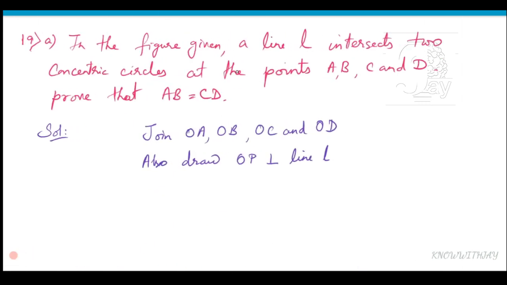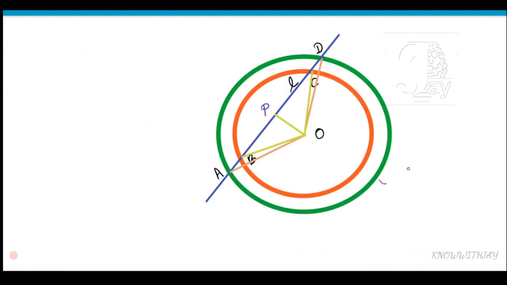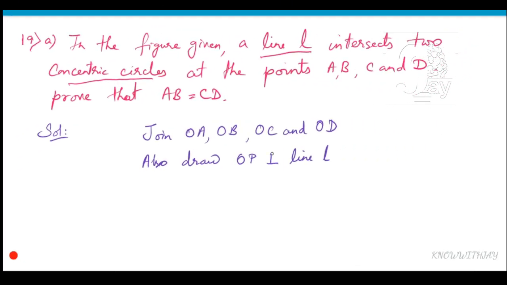In this question we have a figure where a line L intersects two concentric circles at 4 points A, B, C and D. If you see the circle with green color and the circle with orange color, this line L intersects the two circles at A, B, C and D. So we have to prove that AB and CD are equal. This is required to prove.